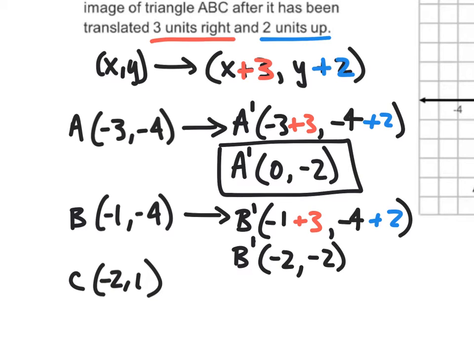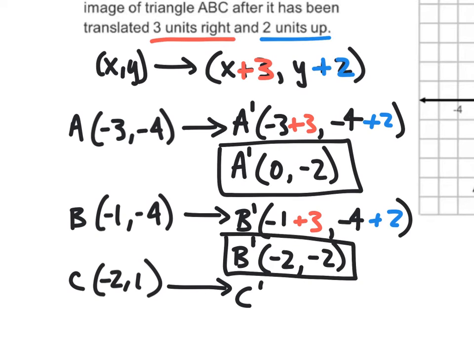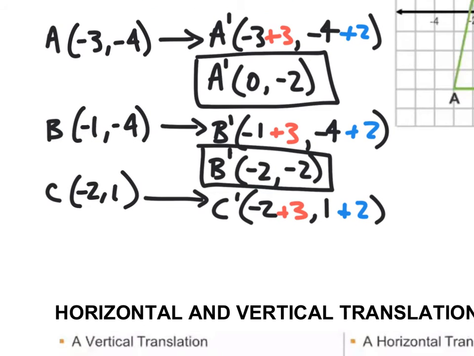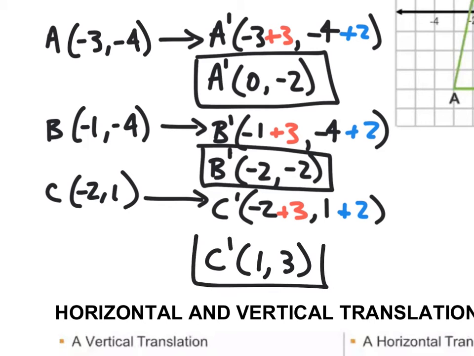Now, point C, let's translate that to get C prime. Let's take -2 and add 3 to that. Let's take the y value 1 and add 2 to that. As a result, C prime is the point (1, 3): -2 plus 3 is 1, and 1 plus 2 is 3. So that's my new point.